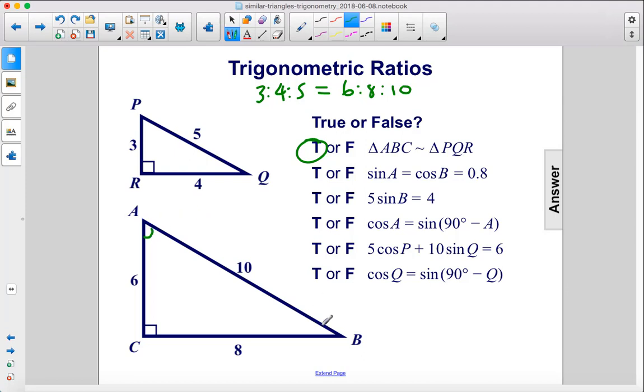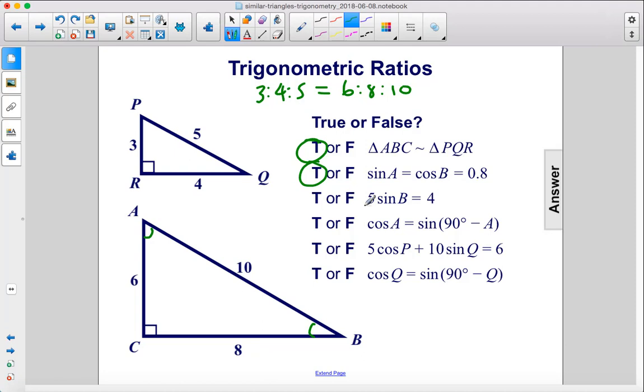Next, sine A equals cosine B. So A is here, B is here. So yes, that is true, because we just learned that the two interior acute angles in a right triangle are going to have this relationship. Do those both equal 0.8? Well, let's check. Sine A equals 8 over 10, which is 0.8. So yes, this is true. Cosine B would be 8 over 10 as well.